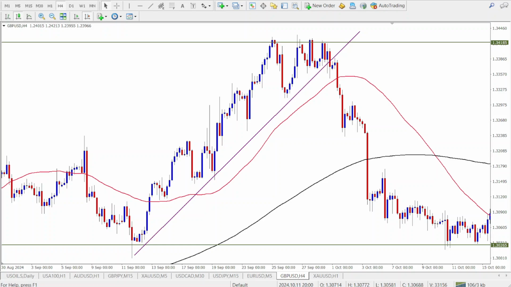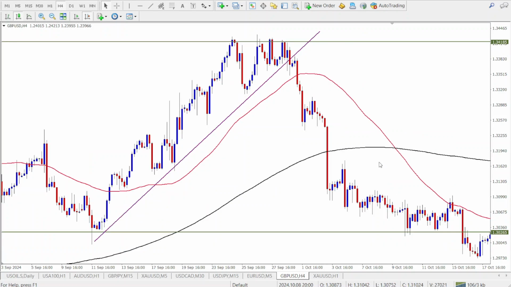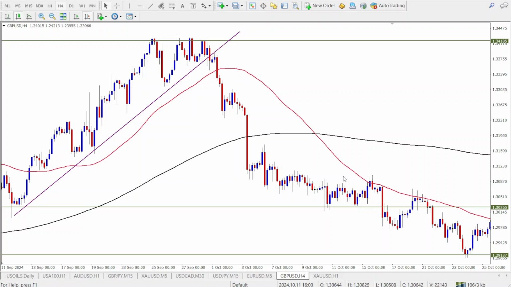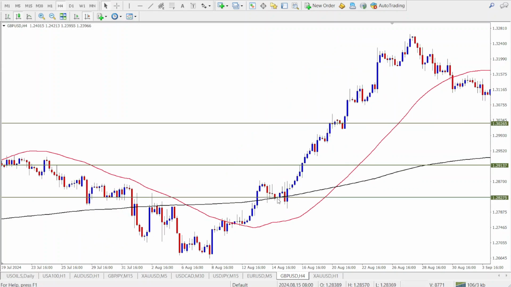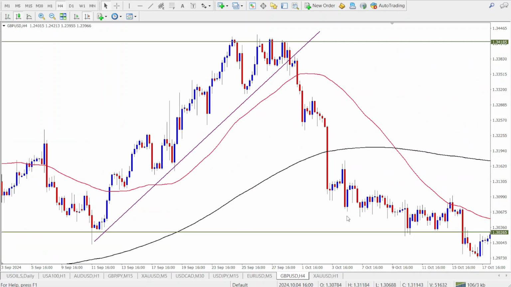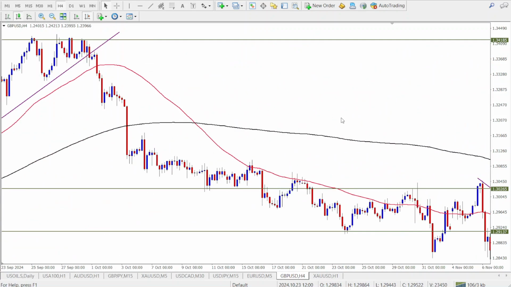Now it's important for you to note that a bullish crossover at a strong support zone, for example, if you have the shorter term moving average cross above the longer term moving average, the 50 SMA cross above the 200 SMA around the support zone, it shows a stronger buy signal. And when you have a bearish crossover around a resistance zone, it shows a stronger sell signal.